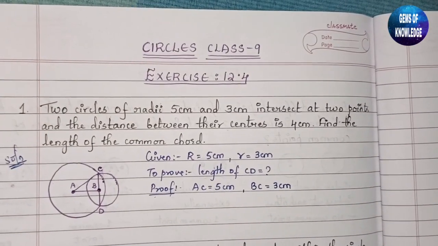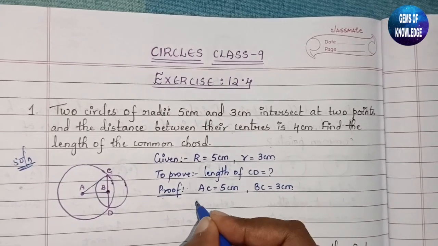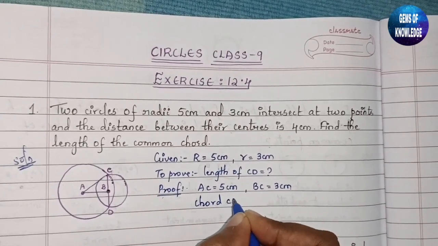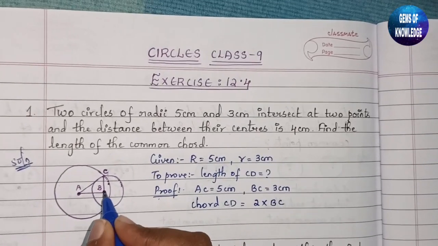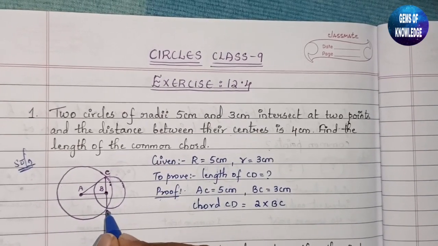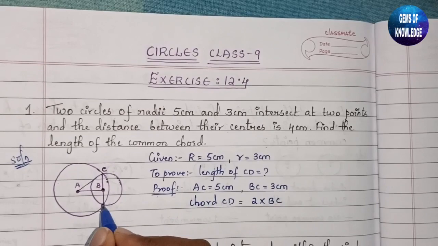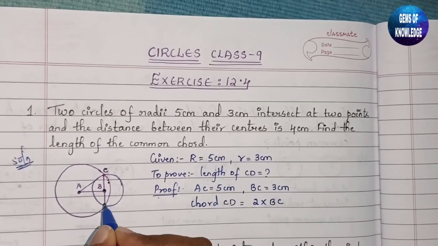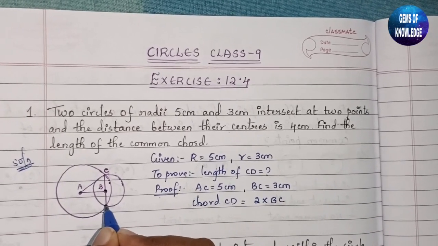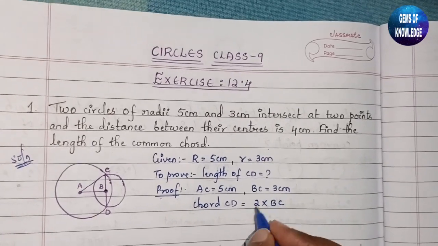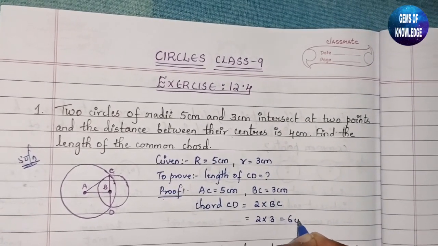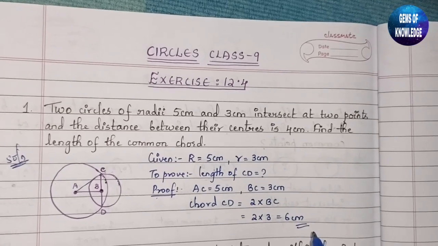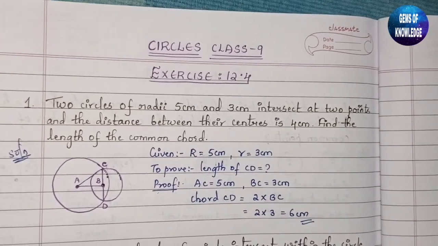We know all these conditions. Then we can directly write chord CD is equal to 2 into BC. You can see BC and here it is BD. BD is also the radius of the smaller circle. So we can write 2 times BC, which is equal to 2 into 3 equals 6 centimeter. So the chord we get is of 6 centimeter.